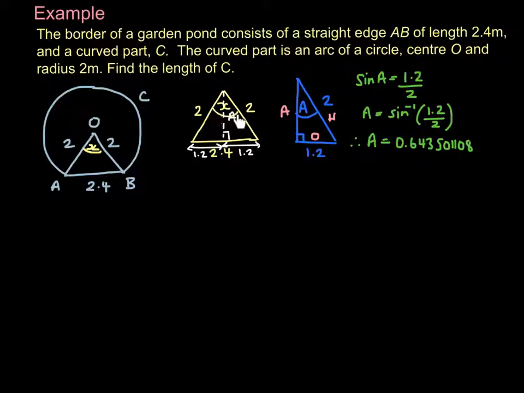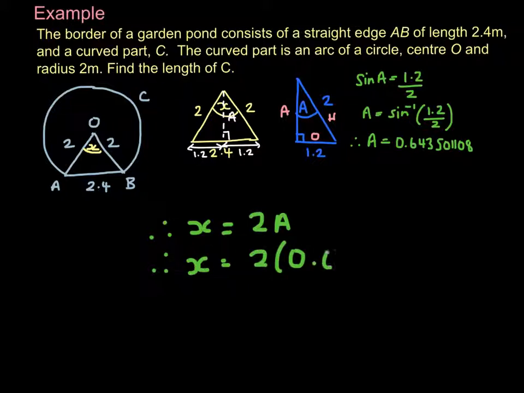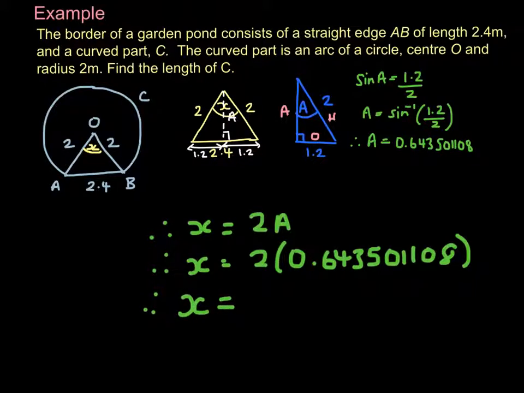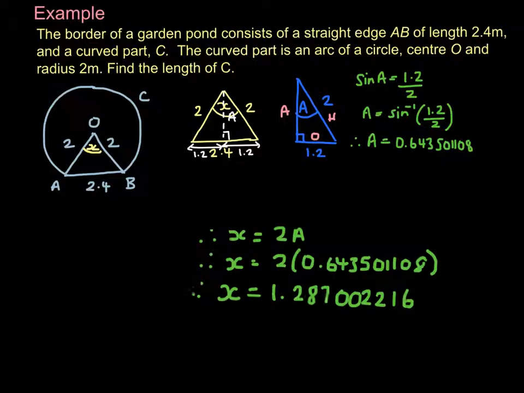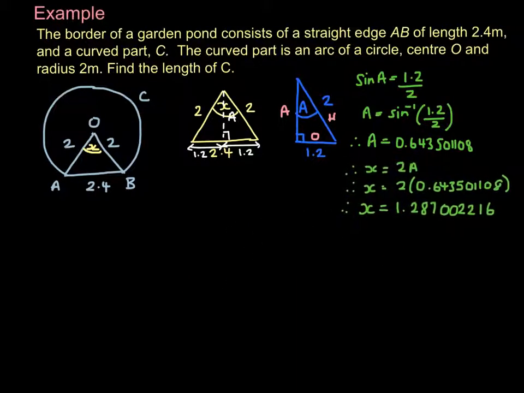Alright, so angle X is going to be twice as big as angle A. So let's work that out first. So angle X is going to be 2 lots of A. So X is equal to 2 lots of 0.643501108. Okay, now you'll be able to get away with just writing 4 decimal places and a few dots after it to show that you're actually using the full answer. Okay, you don't have to write it in full like I am in this video. So that's going to give us angle X, which is 1.287002216.